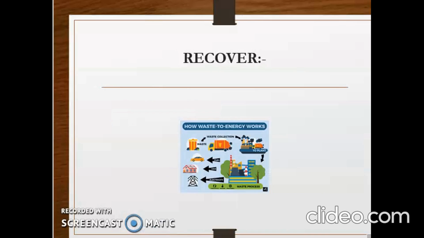Recover. It includes the selection of discarded items for specific use so that they can be converted into some kind of resources. Example, the waste can be used as a fuel for generating electricity.